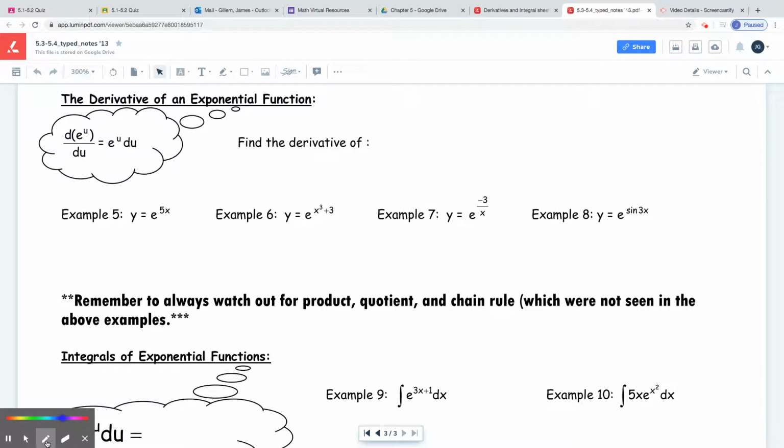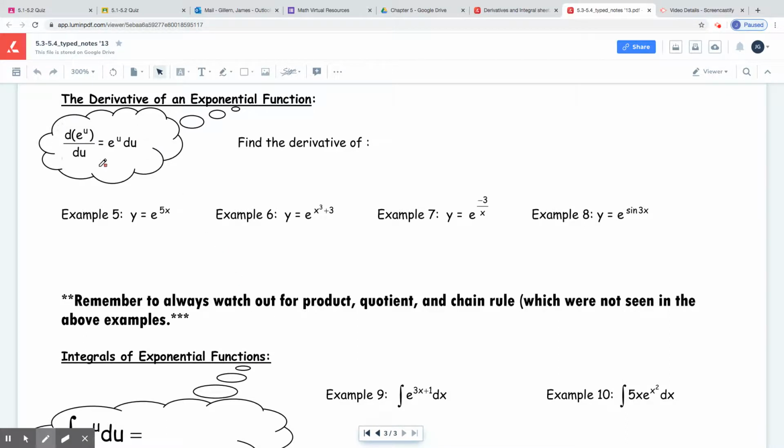Hey, everybody. Today we're going to finish up our lesson on 5.3 and 5.4. So last class we talked about inverses and how the inverse of a natural log is an exponential. We talked about the graphs of exponentials. We talked about how to solve exponential equations using logs and how to solve log equations using exponentials. Today we are going to do the derivative of an exponential function, and the integrals of an exponential function.